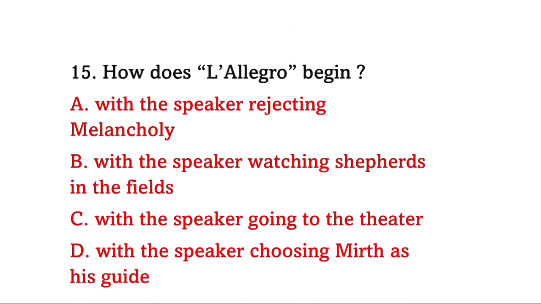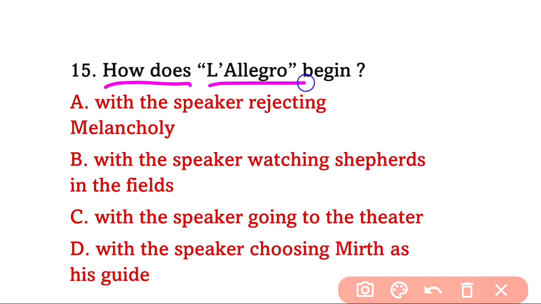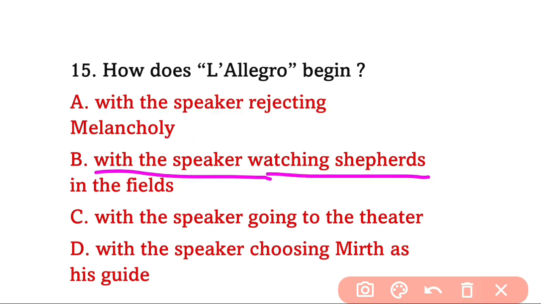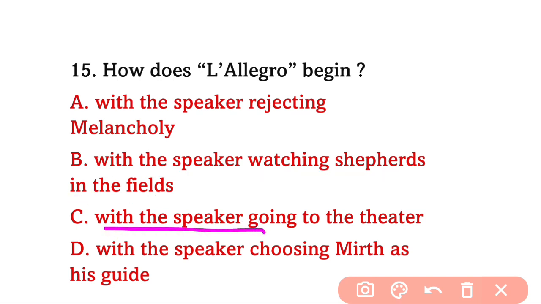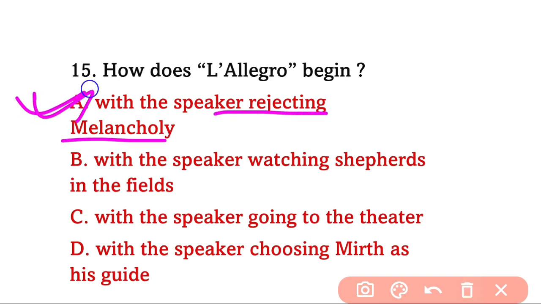Question number 15. How does L'Allegro begin? With the speaker rejecting melancholy, or with the speaker watching shepherds in the fields, or with the speaker going to the theater, or with the speaker choosing mirth as his guide? What will be the answer? The answer will be with the speaker rejecting melancholy. Option A is correct.